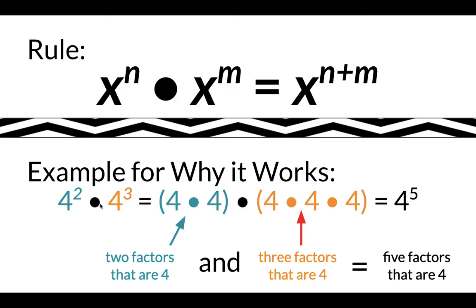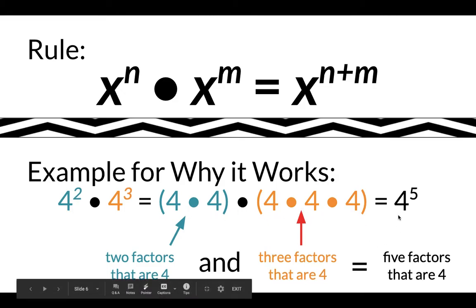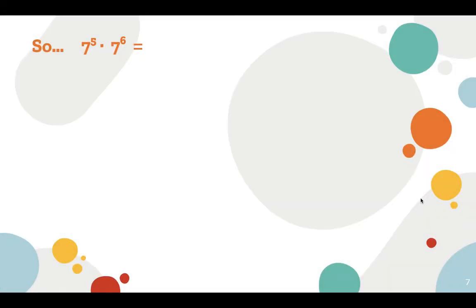We have the multiplication, and then 4 to the third power, that means 4 times itself 3 times. Since there are 3 factors of 4 here, we have a total of 1, 2, 3, 4, 5 factors of 4. So our answer would be 4 to the 5th power. If we know 7 to the 5th power times 7 to the 6th power, we have the same base, so we just add our exponents. 5 plus 6 is 11, so our answer would be 7 to the 11th power.